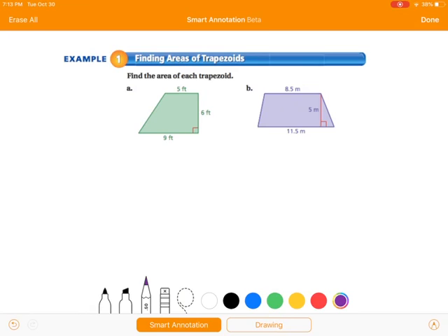All right, so in this case, our area is going to equal 1/2 of our height, which we know is 5, because we look for that perpendicular line, that 90-degree angle, which we see is 5. And then we want to multiply that by the sum of our two bases, which in this case are 8.5 plus 11.5.